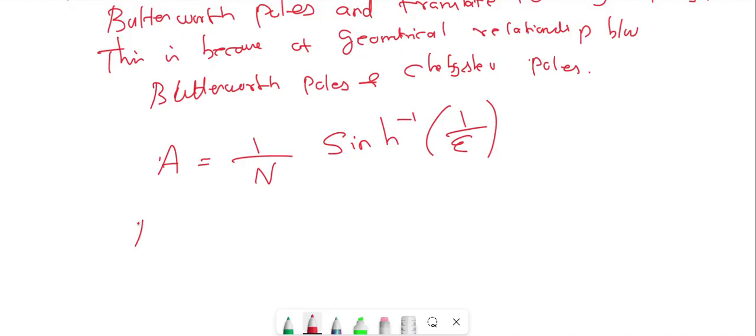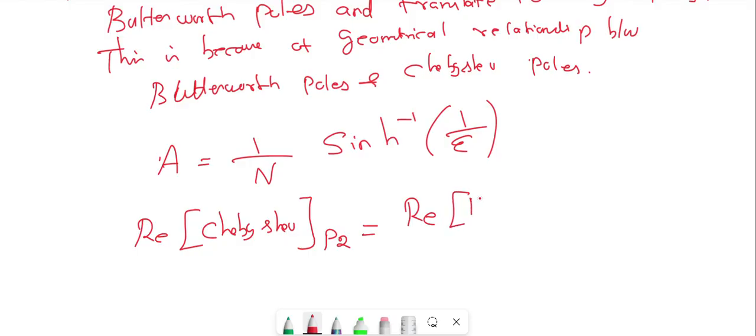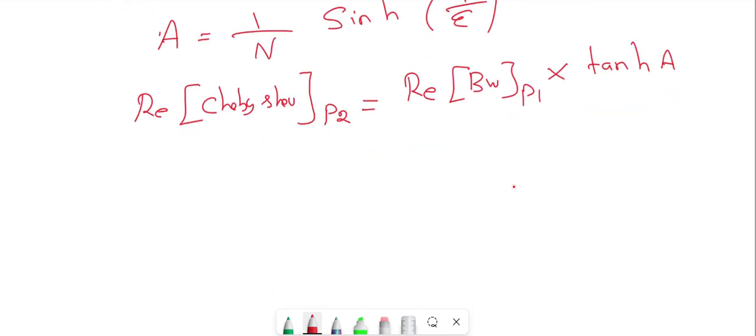So the real part of the Chebyshev filter, for example P2, can be determined from the real part of Butterworth P1 times tanh A. Once the poles of the Butterworth filter are determined, then how to determine these will come to know by solving the problem.